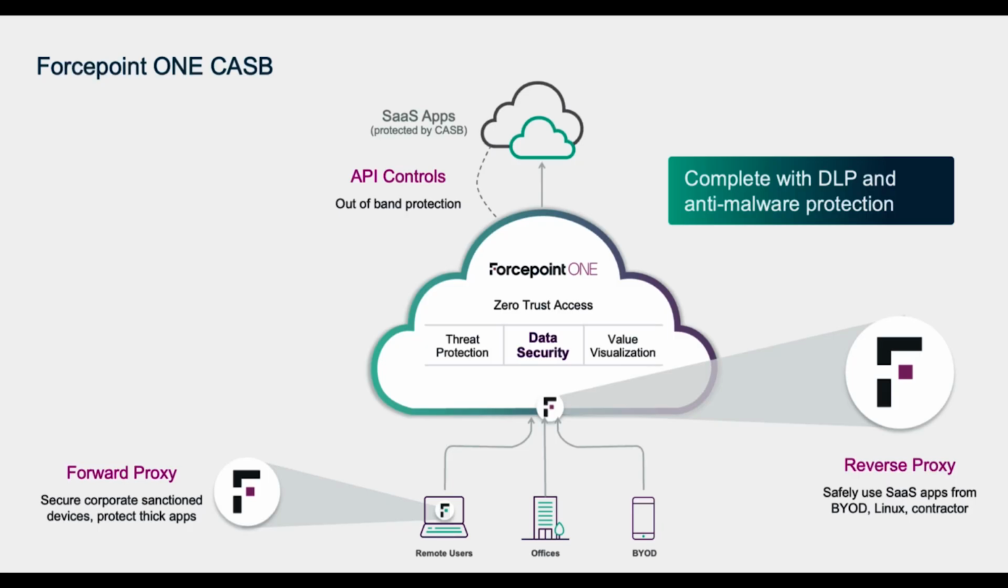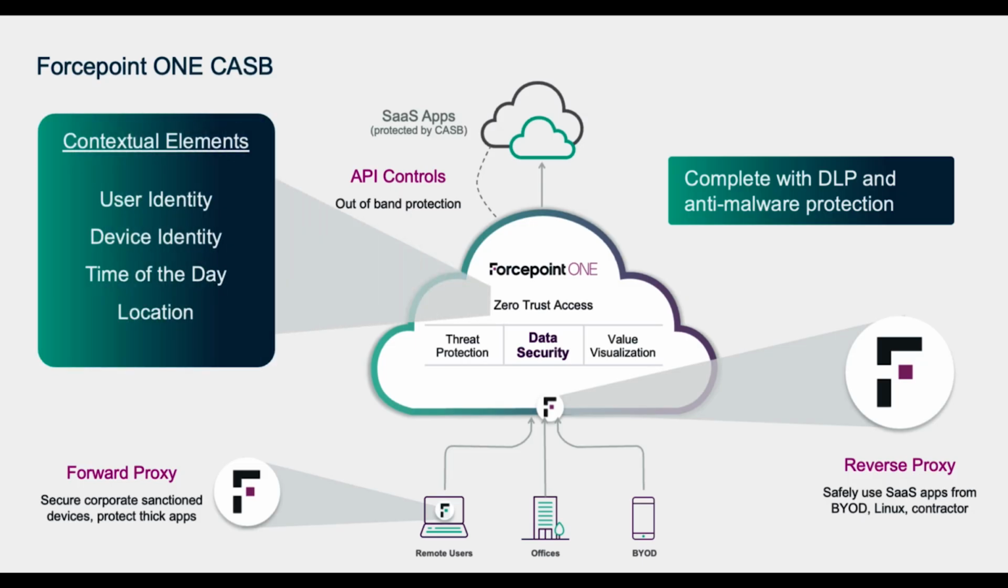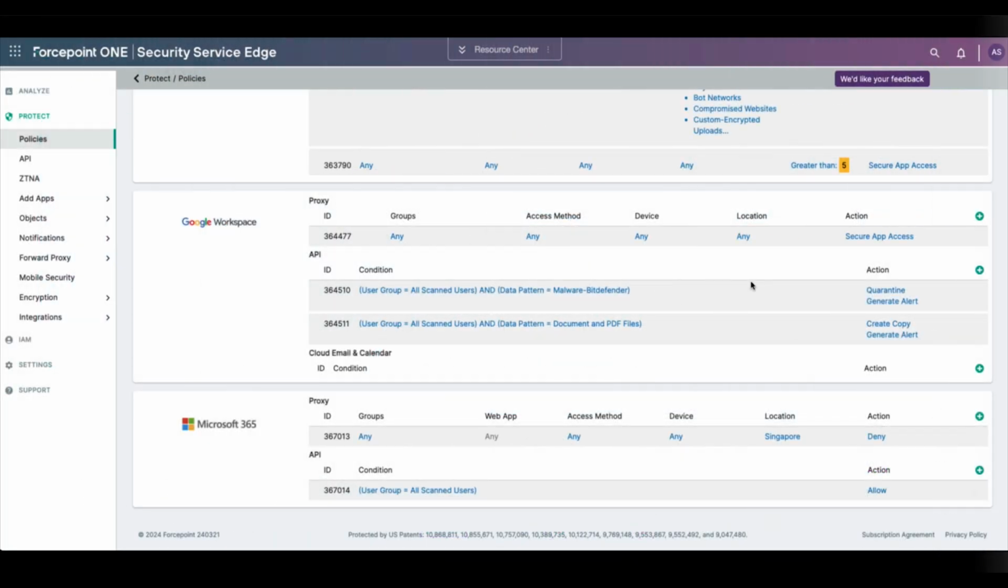Forcepoint allows you to secure SaaS applications from both managed devices through the Forward Proxy Agent and from unmanaged or personal devices through the agentless reverse proxy mode. Through the evaluation of several contextual elements such as user identity, device identity, time of day, geolocation, etc., Forcepoint enforces adaptive access controls to prevent suspicious and risky users from accessing the applications. Now, let's take a look at the access control policies.